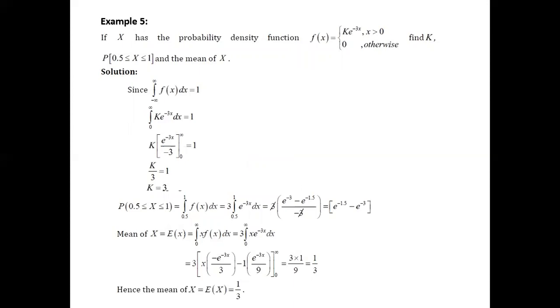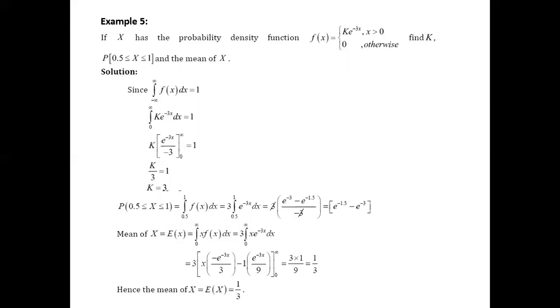Now, I will move to the next problem. A random variable has a probability density function f(x) equal to k into e^(-3x) for x greater than 0, and 0 otherwise. Find k, the probability that 0.5 is less than or equal to x less than or equal to 1, and the mean of X.